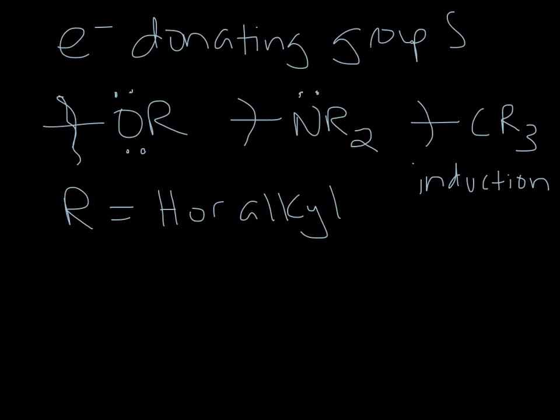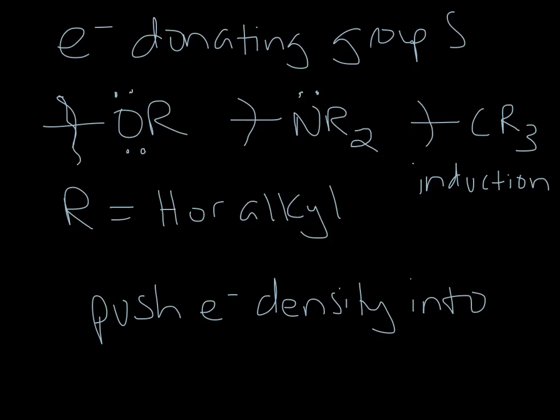So any OR, NR2, or CR3 coming off of an aromatic ring is going to be an electron donating group, and it will push electron density into the ring. So we'll look at an example here. We can start with this guy. So we'll have a methoxy group on there. That's an oxygen with a CH3 coming off of it.